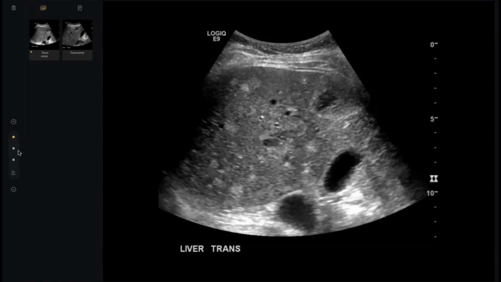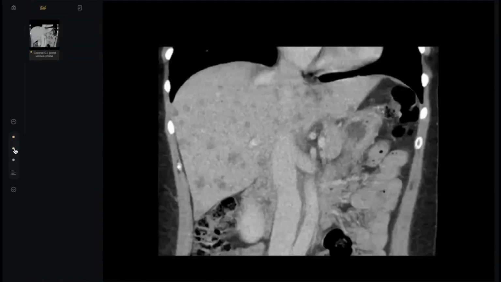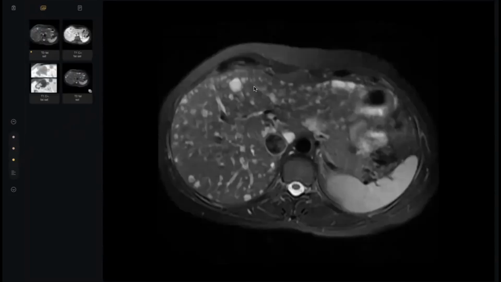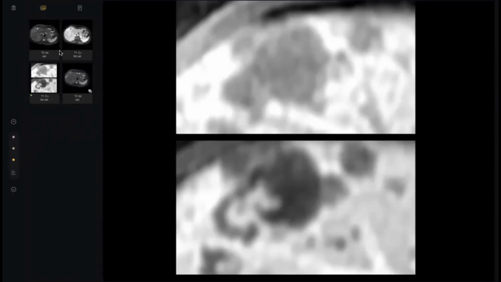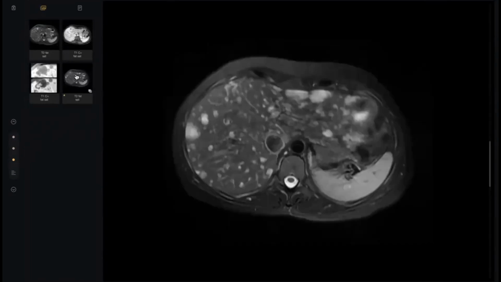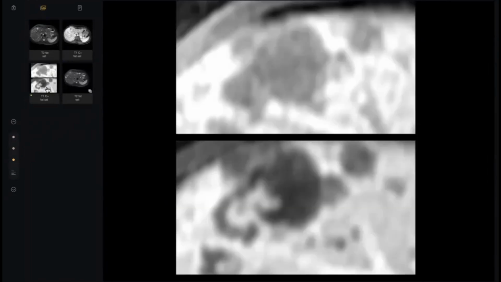What is your next step? CT. This is a CT static image. I think, what is this? MRI. Static image of this MRI. What is this? So these could be biliary cystadenomas. Excellent.